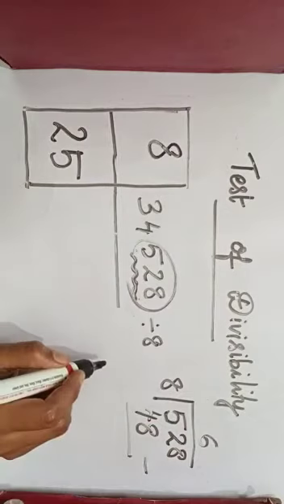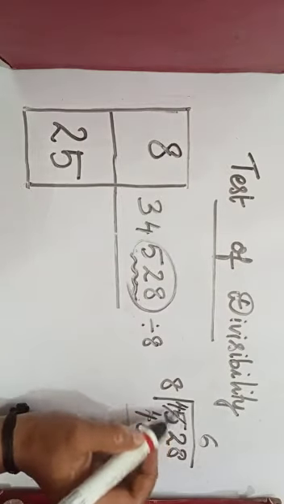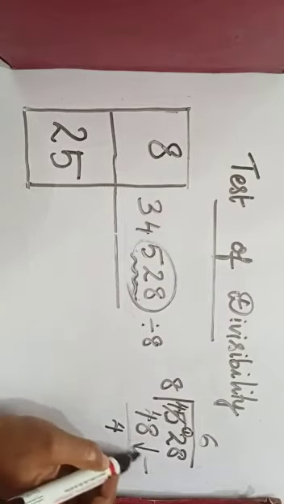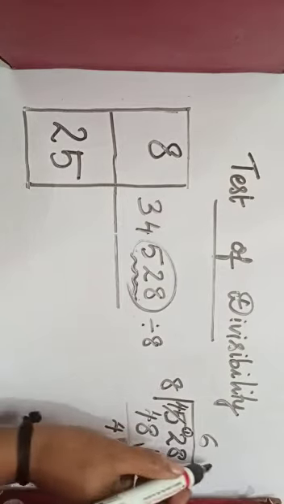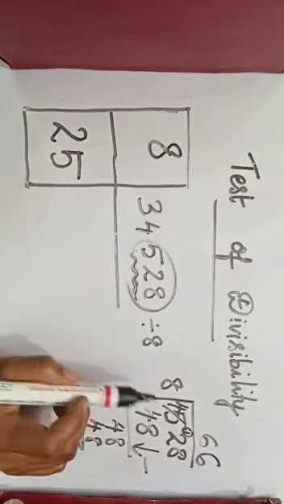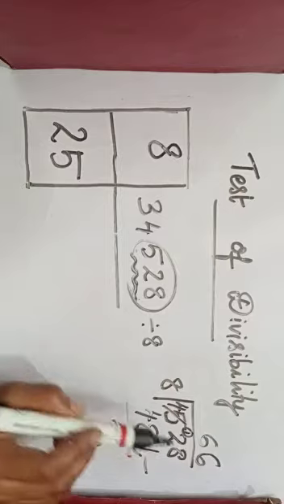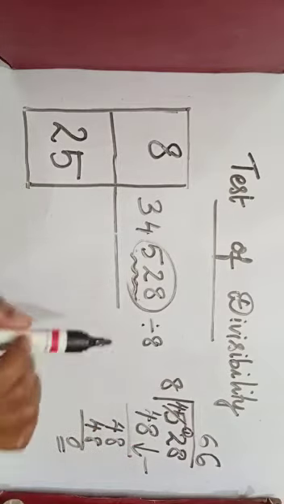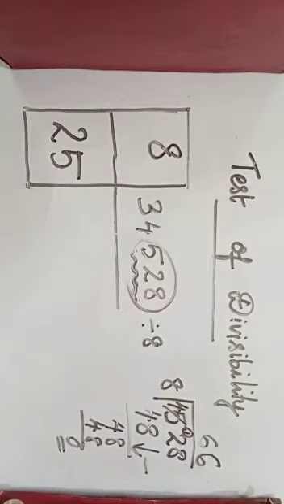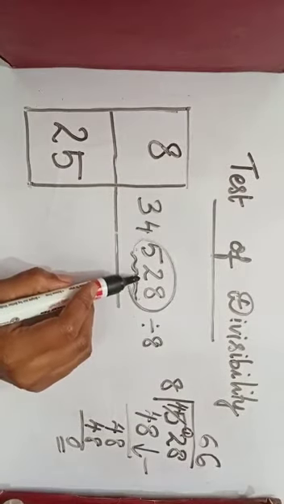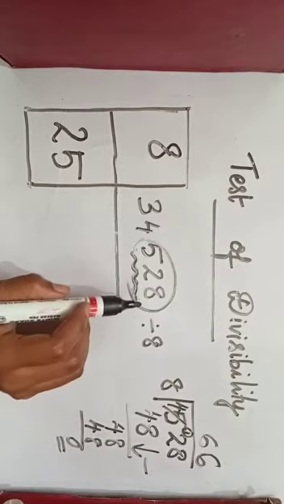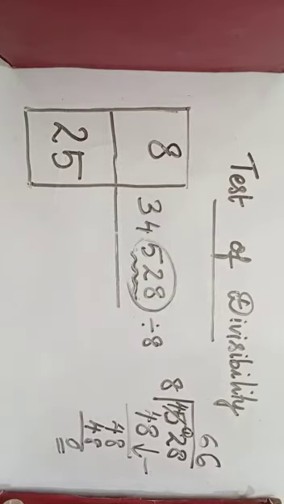If we subtract, we get 4 here, and here it becomes 12. We can put this 8 down. 12 minus 8 is 4. 8 into 6 is 48. We get a remainder 0. That is, we can say that the number 528 is completely divisible by 8. So the number 34,528 is completely divisible by 8.